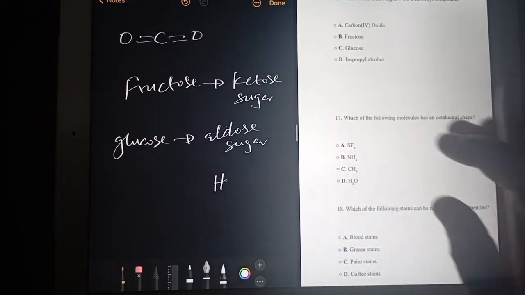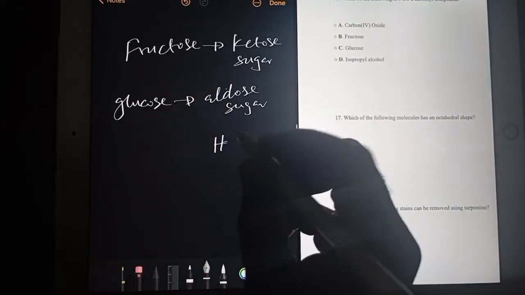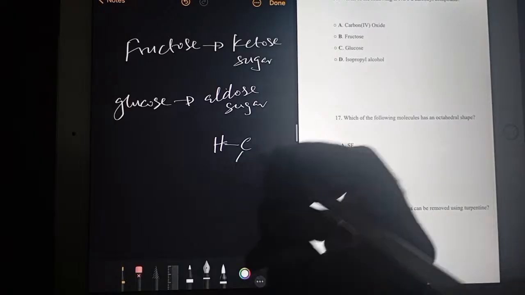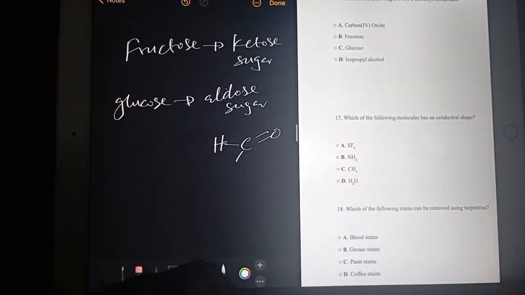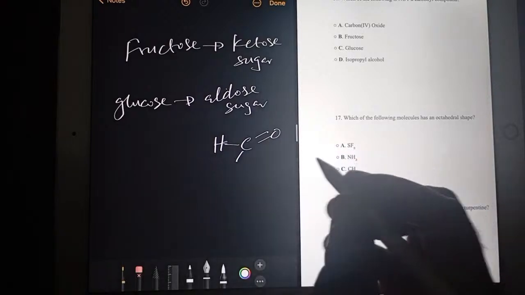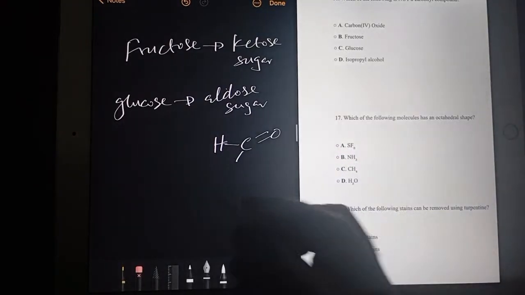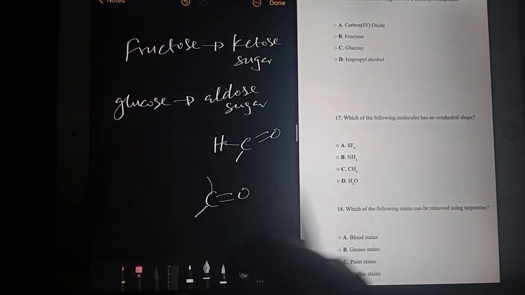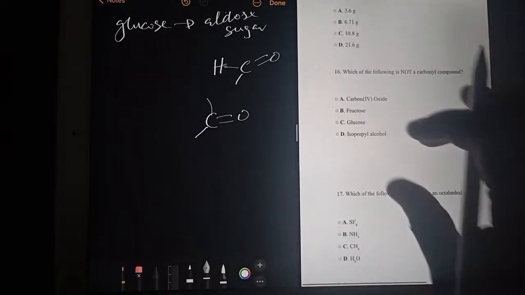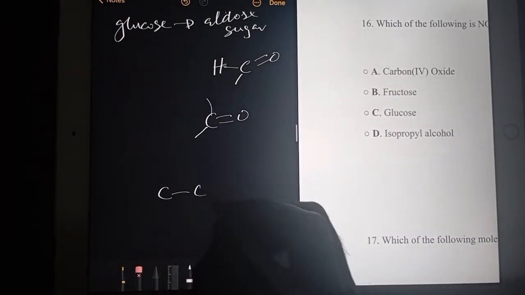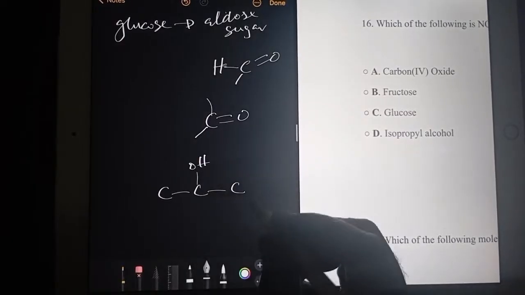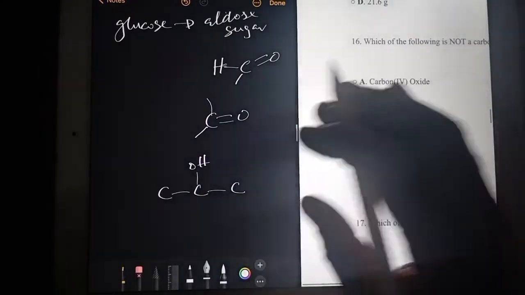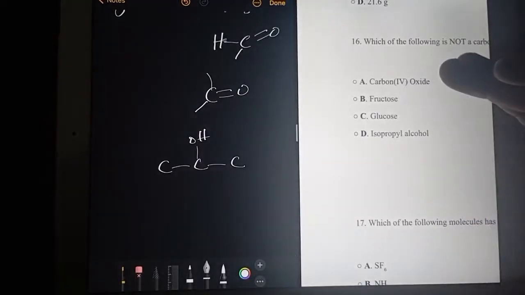Do you understand? Okay, so when we say aldose, that's for glucose. Glucose has this C double bond O. Then this means it is a carbonyl compound because this is the compound we are looking at. Then this fructose has C double bond O without extra H, so it's a carbonyl compound. But isopropyl alcohol means propan-2-ol. Look at it here. There is no C double bond O. Therefore, the correct answer is option D. It is not a carbonyl compound. Other carbonyl compounds include esters.